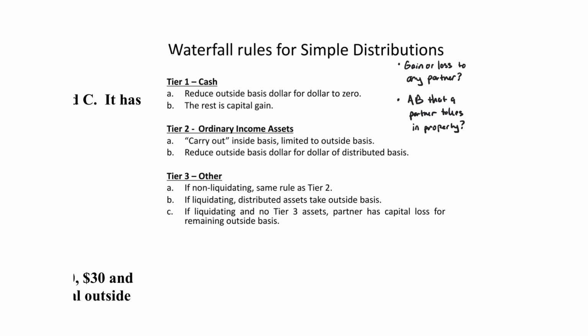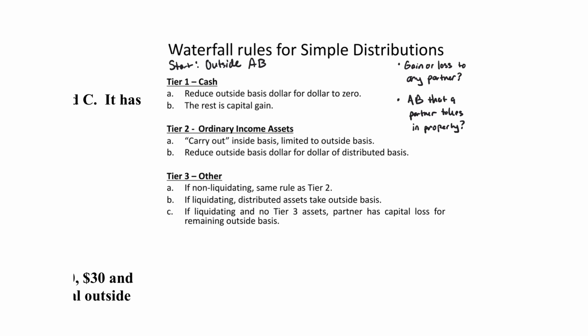And the way we do this is we always start with the outside basis right before we take into account the distribution of that respective partner. And then we go down and look at each tier. There are 3 tiers. Tier 1 is cash. If there's any cash being distributed, we take that out, and that cash obviously gets the basis. It's a very fundamental principle in the tax law that cash always has the face value as its basis.